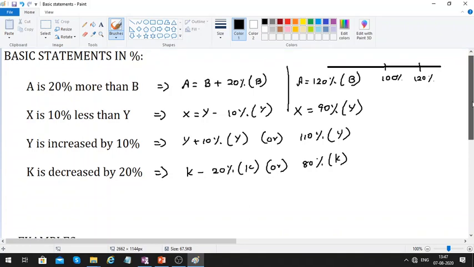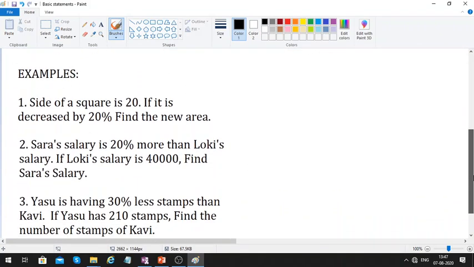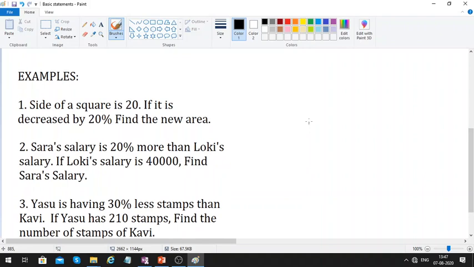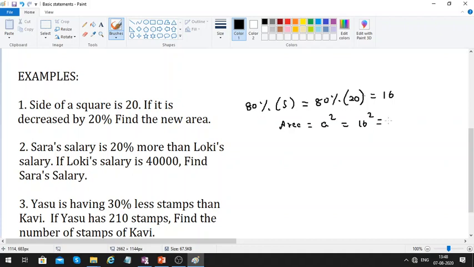Now moving on to examples for this. Side of a square is 20. If it is decreased by 20%, find the new area. If it is decreased by 20%, which means 80% of the side. So 80% of the side value 20, 80% of 20 is nothing but 4 by 5th of 20. If you calculate, you will be getting 16 as the value. Now when the side is 16, the new area of the square is well known, which is side squared. So 16 squared, which is 256, will be your answer.